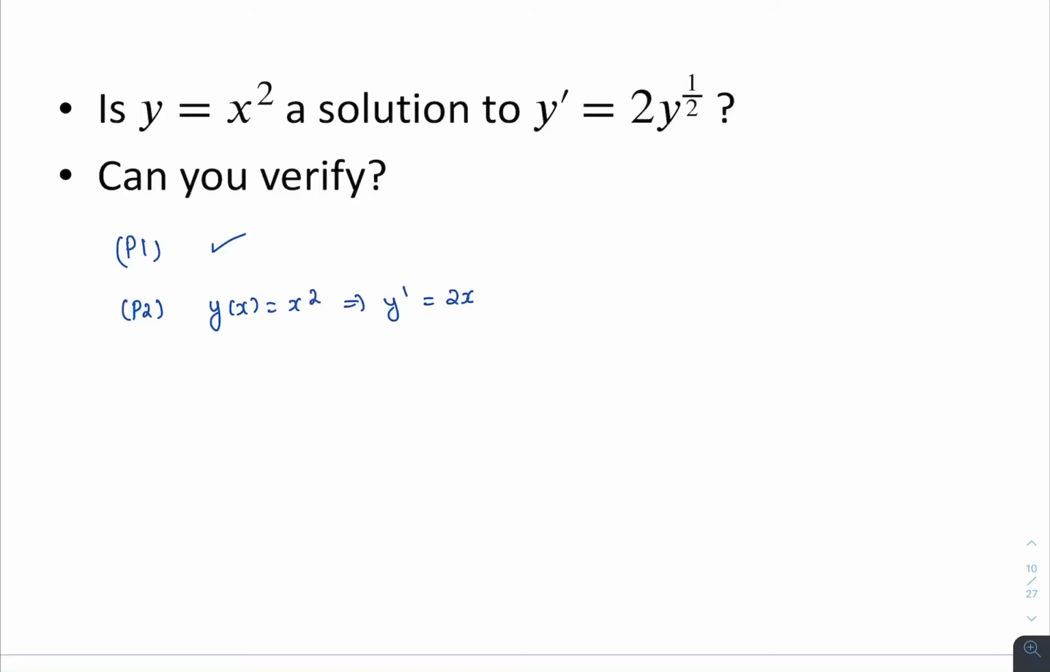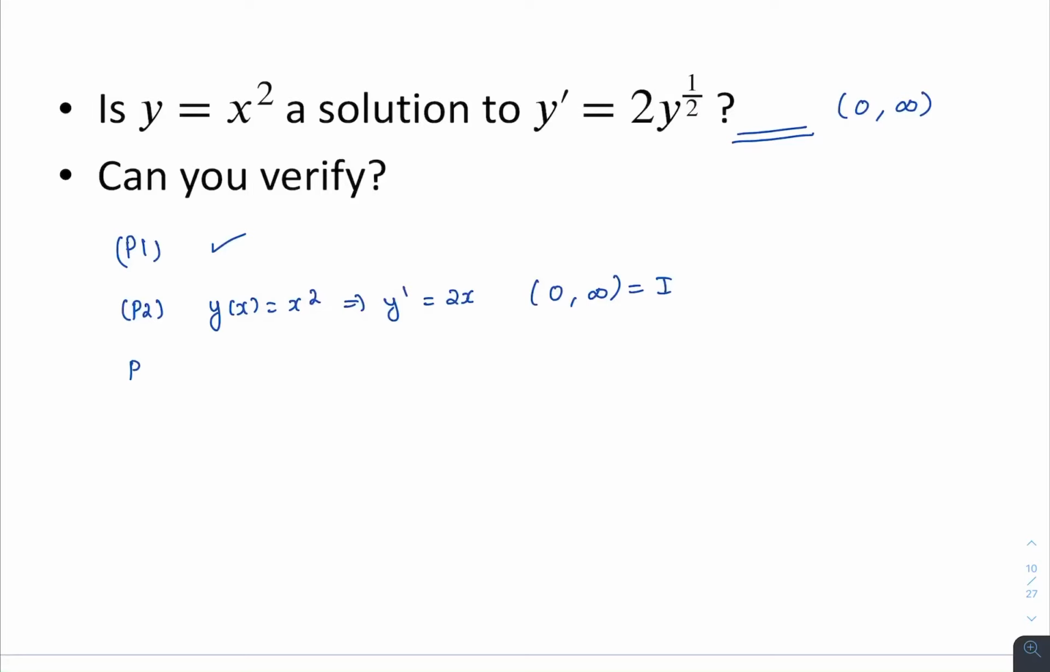I'm not really talking about the interval, so keep that in mind. In this case, for the sake of simplicity, let's just say the interval that I'm working on is 0 to infinity. But we'll talk about it more in the next few minutes. So y prime is equal to 2x, and the 2x is no problem. It is a continuous function on the interval 0 to infinity.